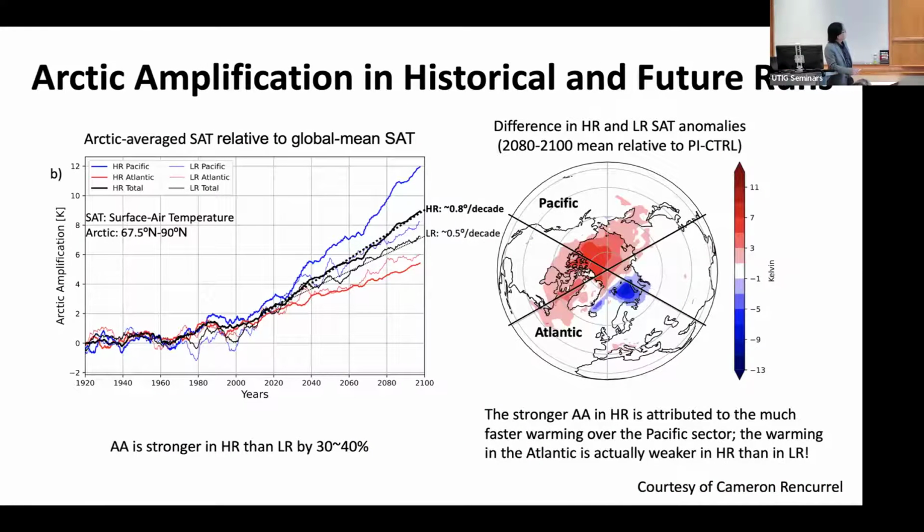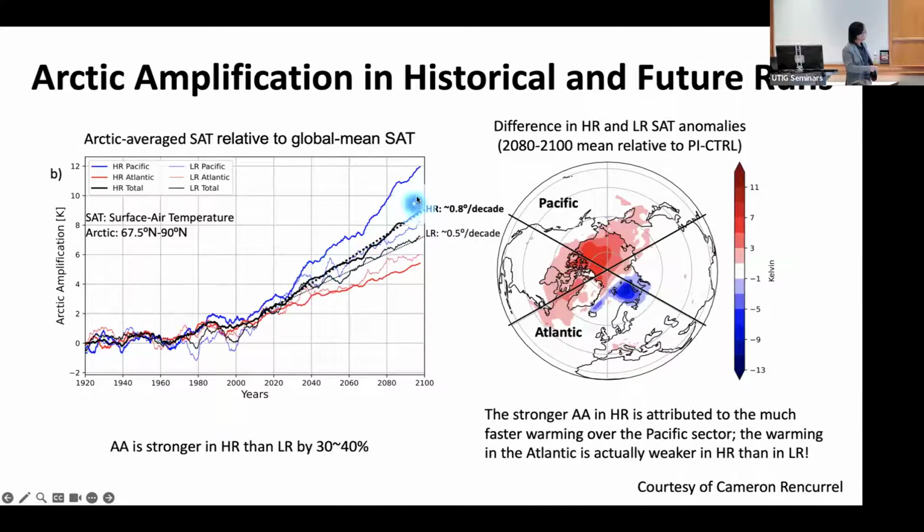So first, looking at Arctic amplification. The time series here is showing the Arctic average surface air temperature. The thick black solid line is showing the high resolution simulation. This is the transient RCP 8.5 simulation from 1920 all the way to 2100, right? So that's the high resolution projected increase, and the low resolution projected increase is this thin line here, right?